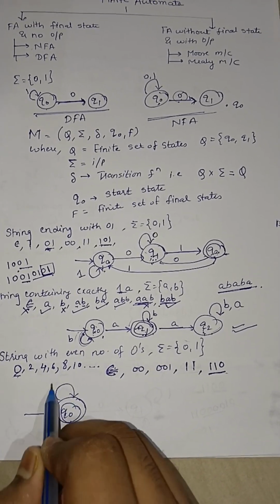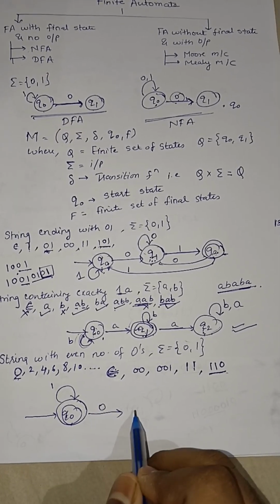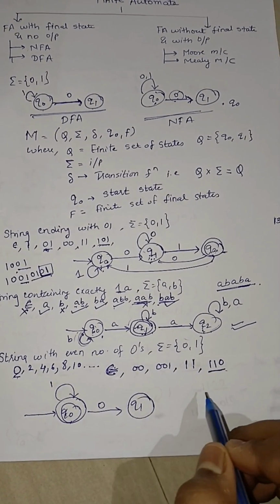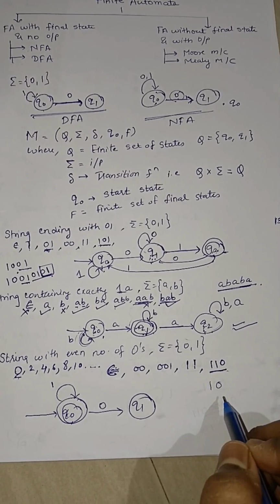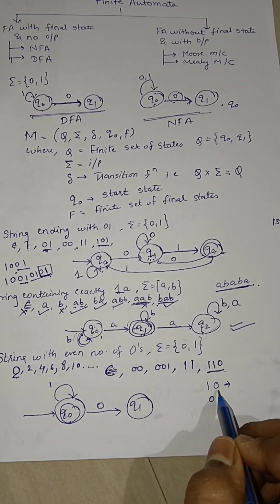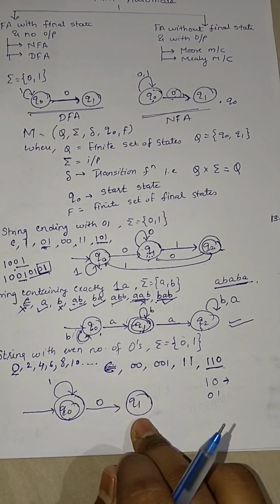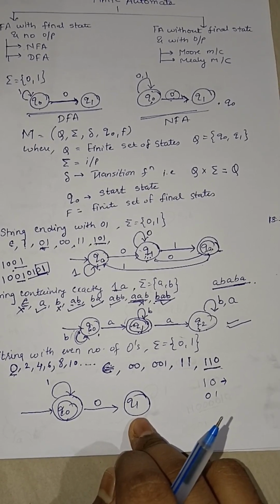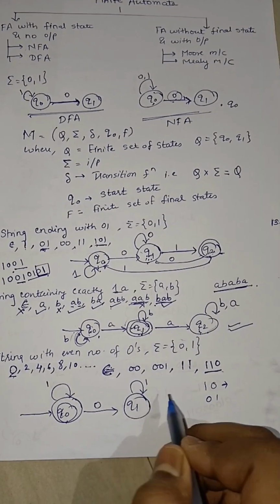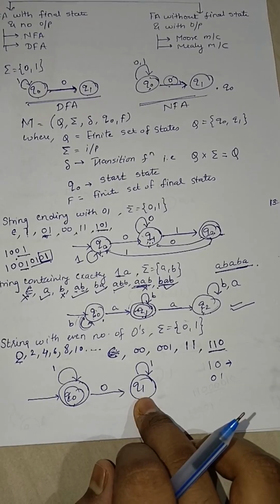If it receives 1 only, I will make a transition on the same state. If it receives 0, I will make a transition to a different state, that is q1. Now see, for example, if I get 1 0 or 0 1, let's see this. It contains one 0, so it must be rejected. 1 0 comes to q1, which is a non-final state, so it will get rejected. Same for 0 1, with 1 I make the same transition on the same state, so this will also get rejected.